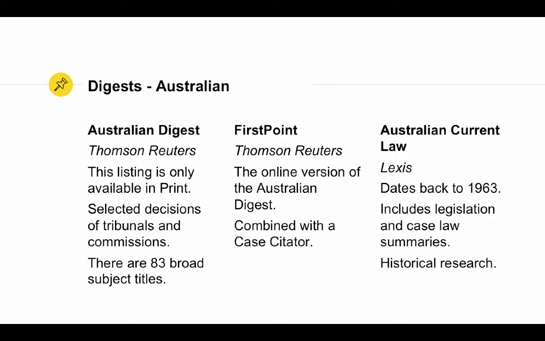Firstpoint, which is a case citator, has also incorporated the Australian Digest terms, and so you can use the citator in the same way that you would use the digest, and so that's been an excellent use of a digital resource as a combined citator and digest. Australian Current Law is a very good resource for historical research. So if you're looking at the law at a particular time, this one dates back to 1963, and that can help you discover a particular principle or law back at a particular time.